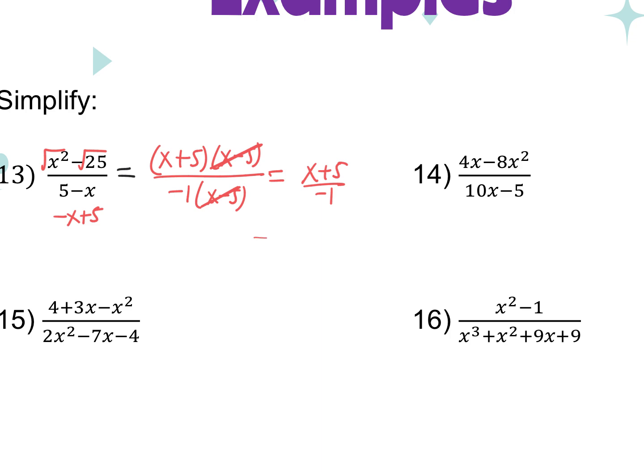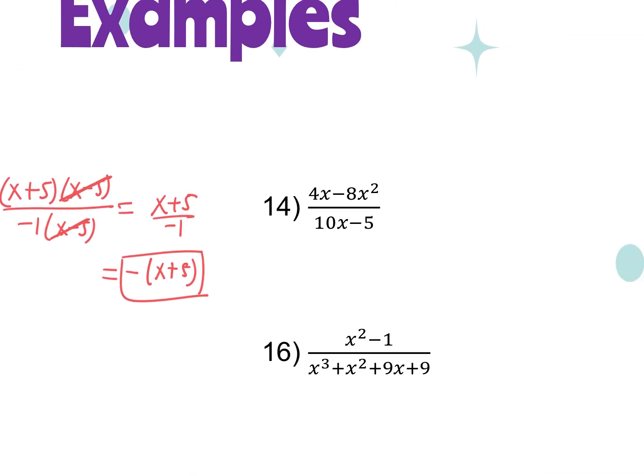That's fine with me. Or another thing that you could do is you could multiply the entire thing by negative 1, and I can make this negative x plus 5. That's also fine with me. I think that looks a little bit better. Dividing and multiplying by a negative 1 work exactly the same way. It just changes the sign of everything. All right.